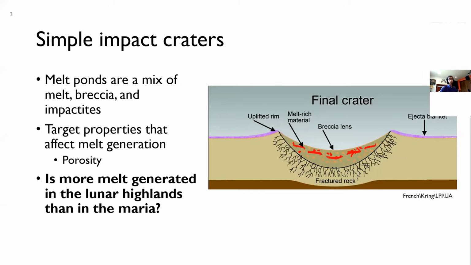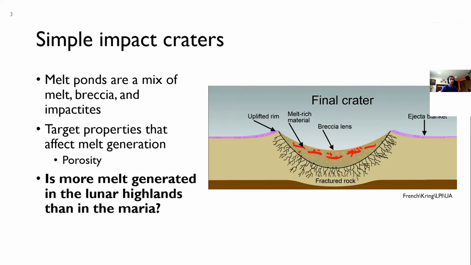So to zero in a bit on what these estimates are going to look like and how we can test our estimates, we'll consider a couple more facts. Melt ponds in impact craters are going to be a mix of not just melt, but also breccia and some other impact products. So any estimate that you try to produce of the volume of a melt pond is going to be an upper bound on the possible amount of melt in that melt pond.